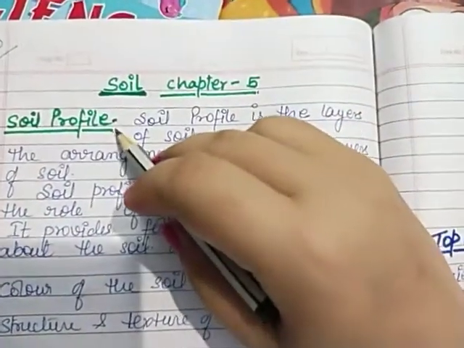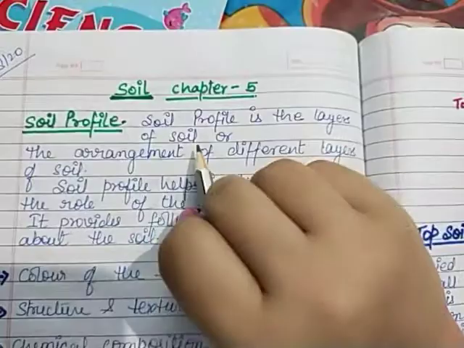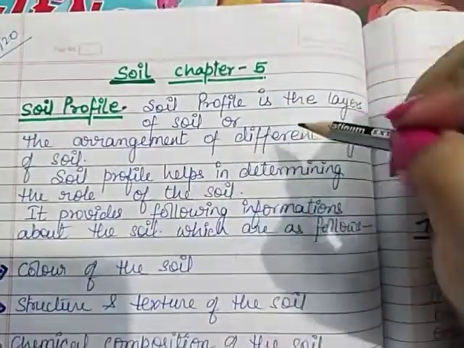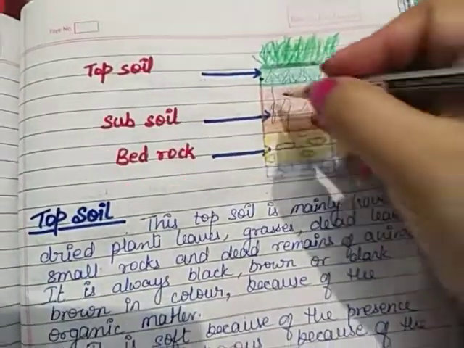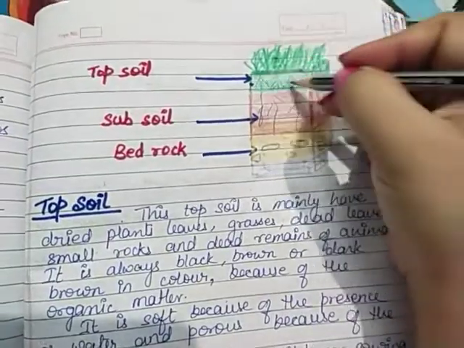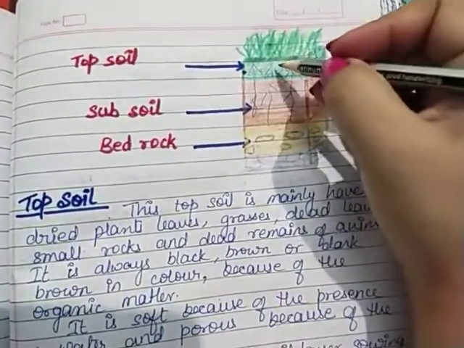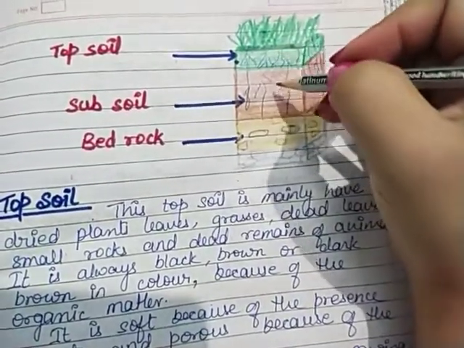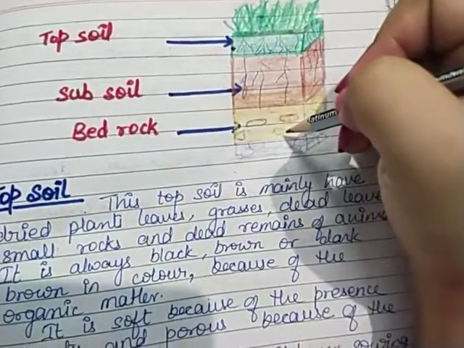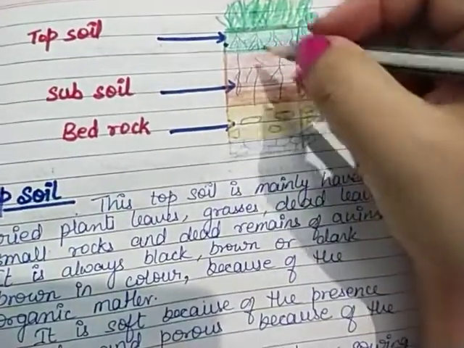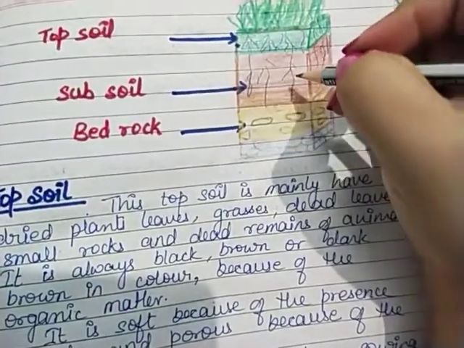So here I am explaining the soil. Children, soil profile is the layers of soil, or we can say this is the arrangement of different layers. Here you can see the different layers, how they are arranged, and every layer has its own specific characteristic features. All layers are different in their color, in their texture, and in the presence of microorganisms. So each and every layer of the soil has different features.